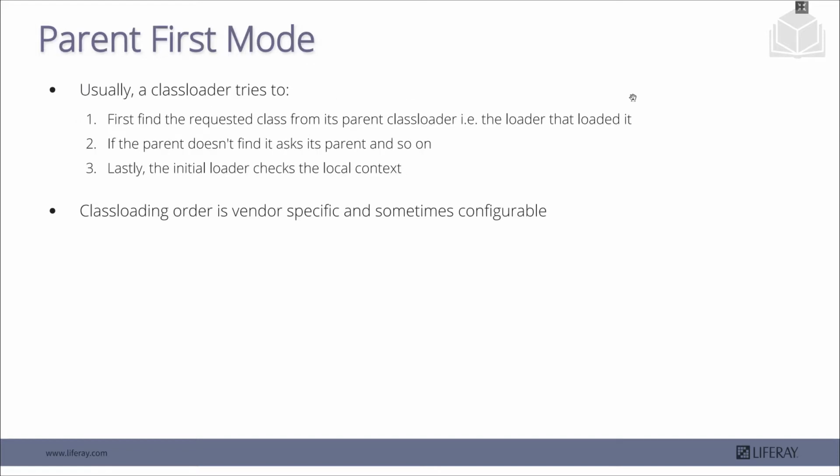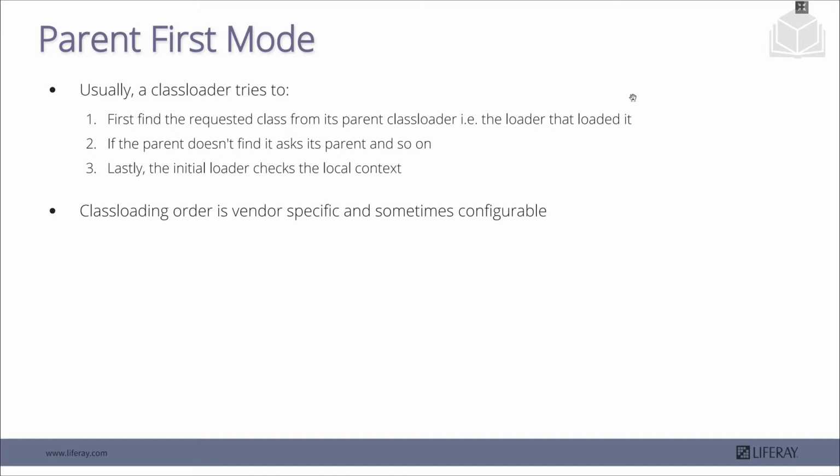The idea here is first, when we're trying to find a class, we're going to look for the class within the parent class loader. If we can't find it, then it's going to go up the chain. So we start off with one parent. If it can't find it, we go to the next and then the next until we have the initial loader that checks the local context. So this configuration is done based off of different vendors. The different vendors will have this done according to what they feel is the proper way.